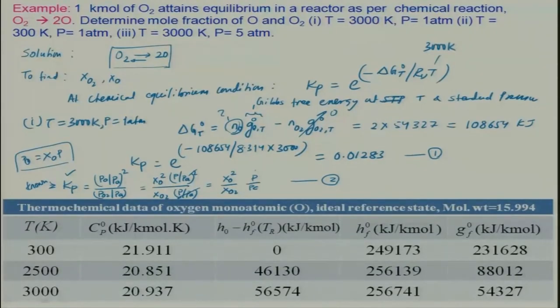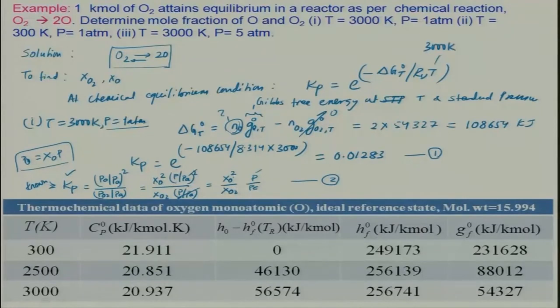In this case, what is P? This P is 1 atmosphere pressure, and this is PA. So it can be cancelled out, but we will keep it general because we will have to look at the effect of pressure as well. Now, two unknowns are there and one equation. How will we solve?